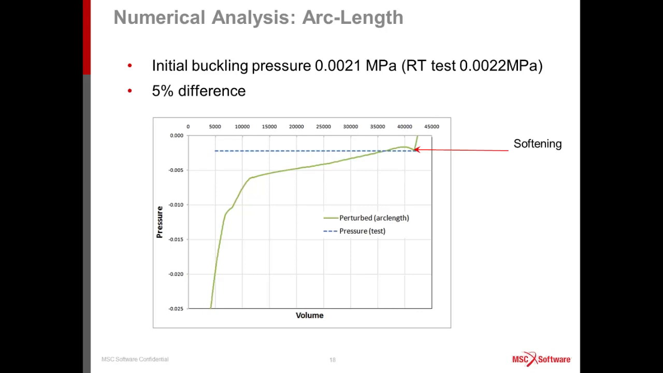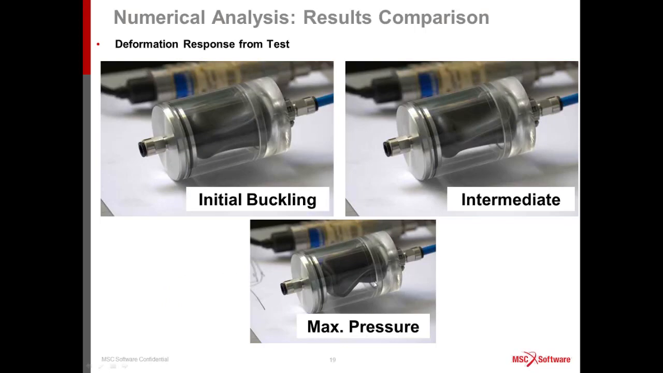So here's some images from the physical test. So this shows an initial buckling, which occurred at 0.0022 megapascals. There's an intermediate stage where you start to see a curved feature occurring on the side of the accumulator. And then there's a maximum pressure stage where all of the air, as much as possible, has been removed from the internal surface, simulating full collapse. And you'll see that the accumulator is starting to twist on itself.